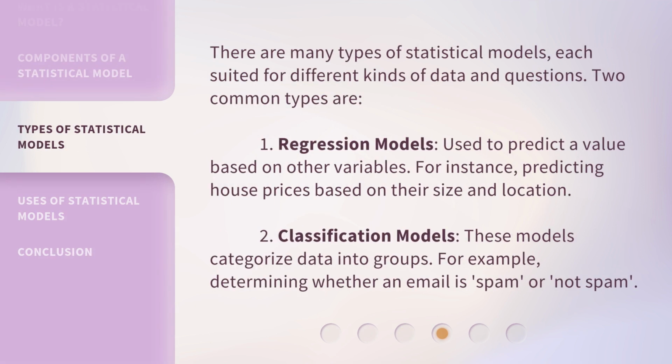There are many types of statistical models, each suited for different kinds of data and questions. Two common types are: 1. Regression models, used to predict a value based on other variables. For instance, predicting house prices based on their size and location. 2. Classification models. These models categorize data into groups. For example, determining whether an email is spam or not spam.